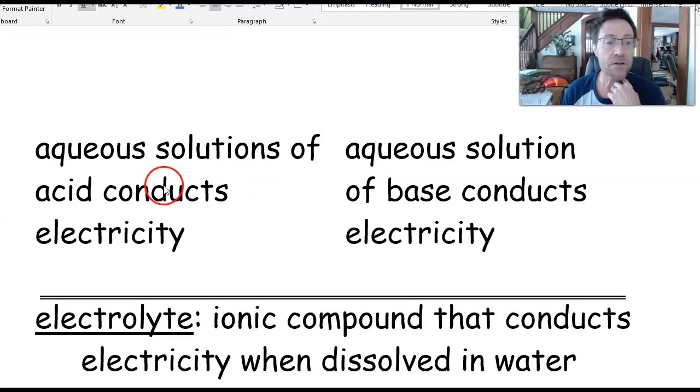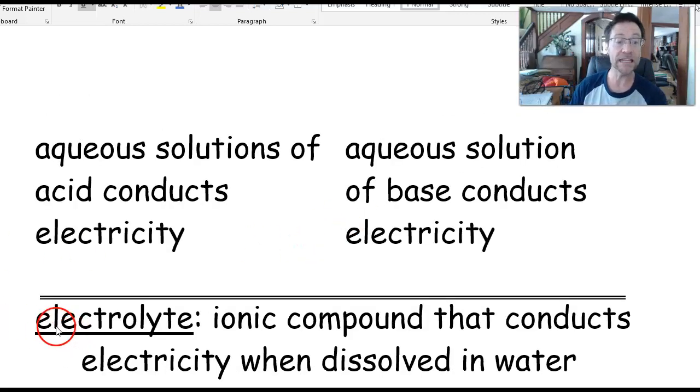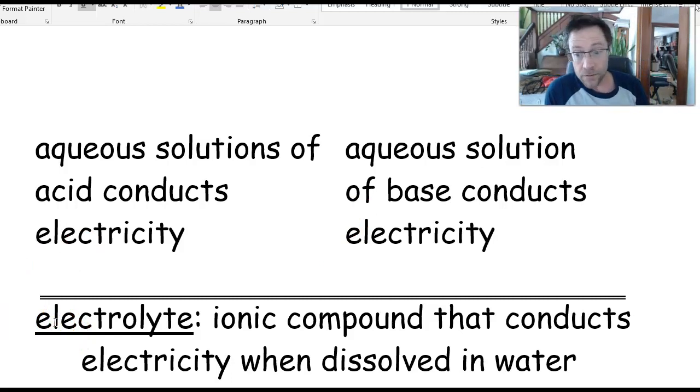Oh, yes, here's this. Aqueous solutions of acids conduct electricity, and aqueous solutions of bases conduct electricity. They conduct electricity. Why? Because they are what we call an electrolyte. Look, vocab word. Electrolyte. An electrolyte is an ionic compound that conducts electricity when dissolved in water.